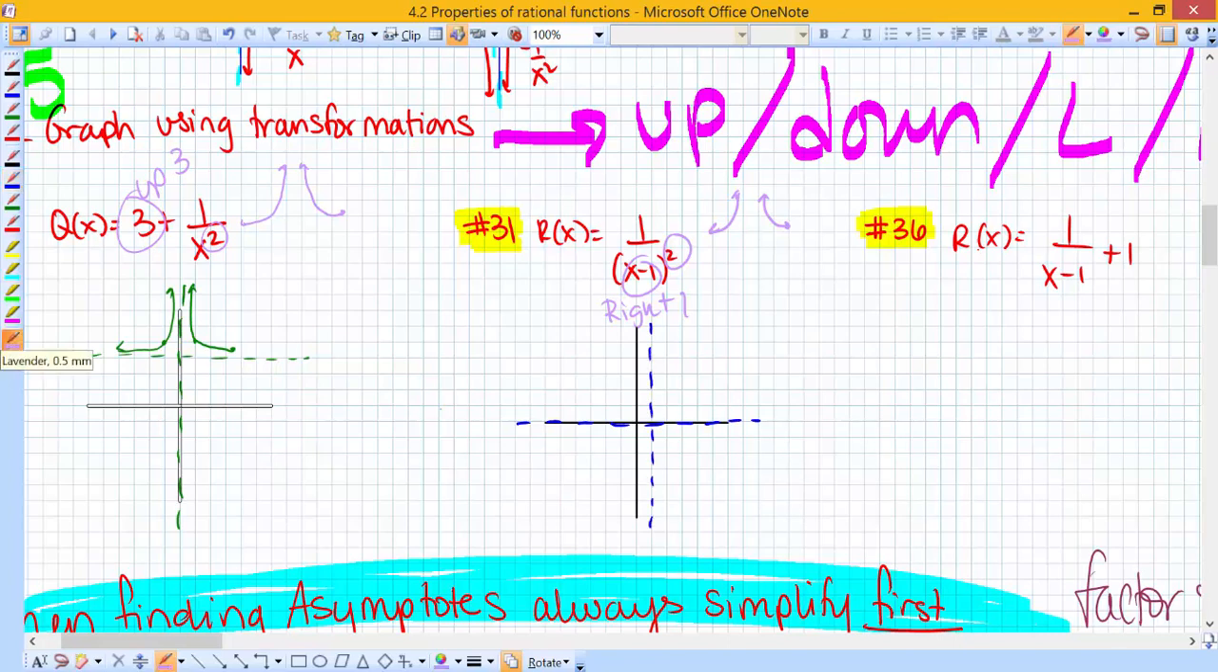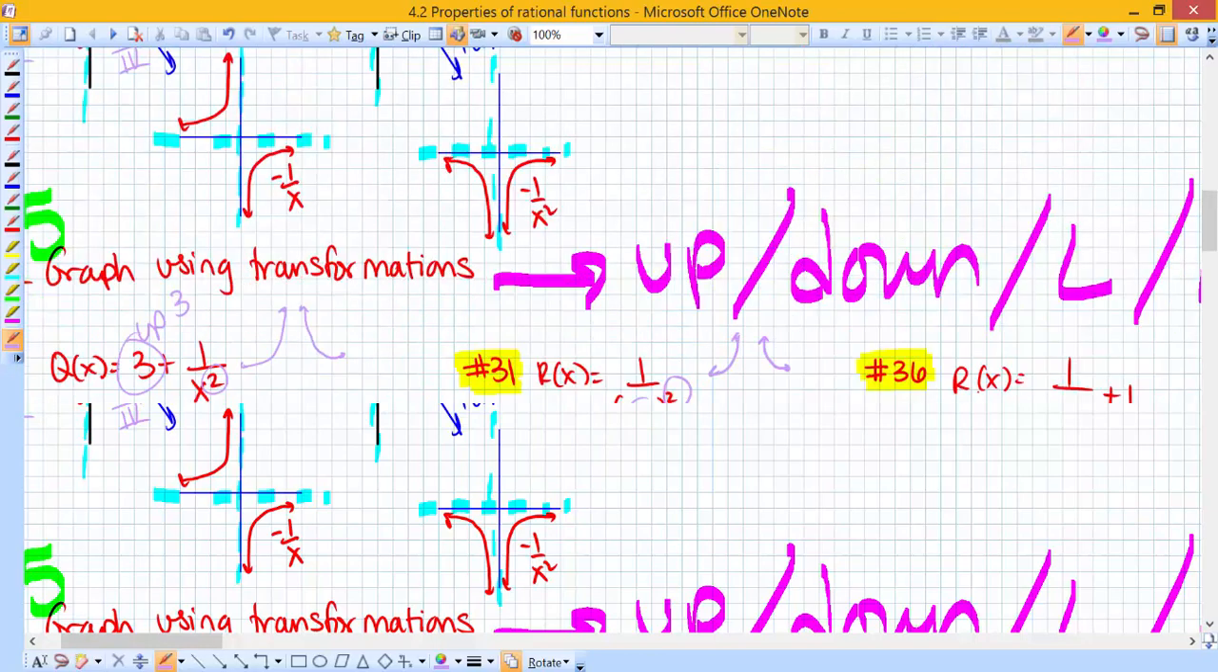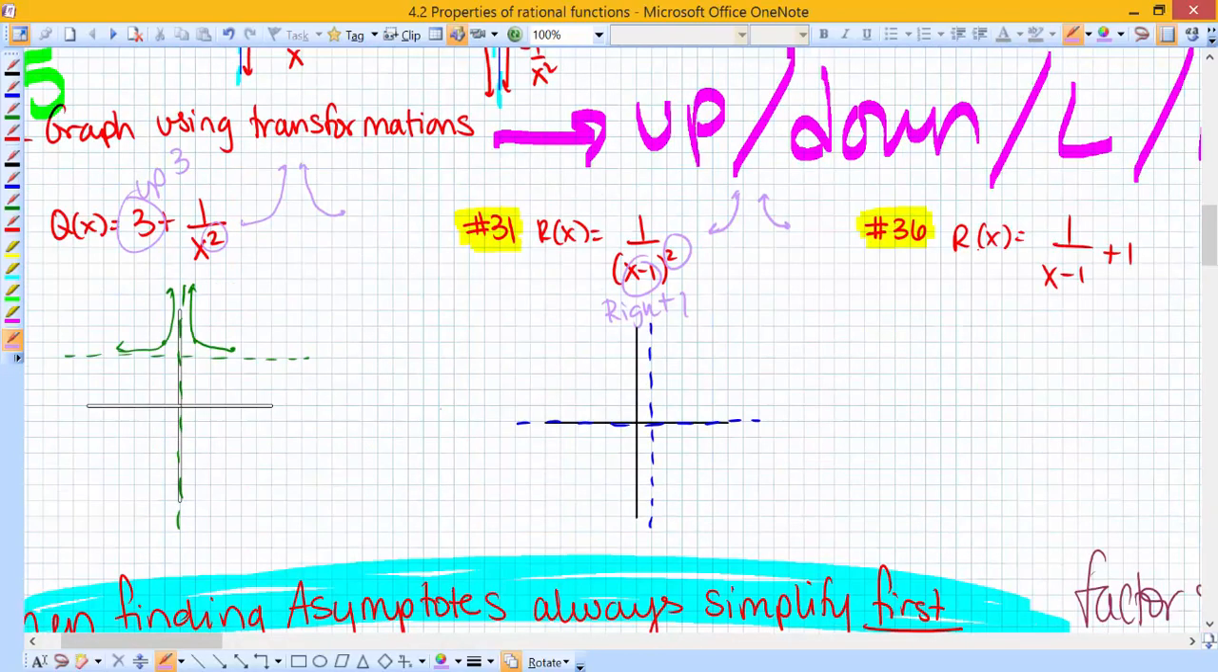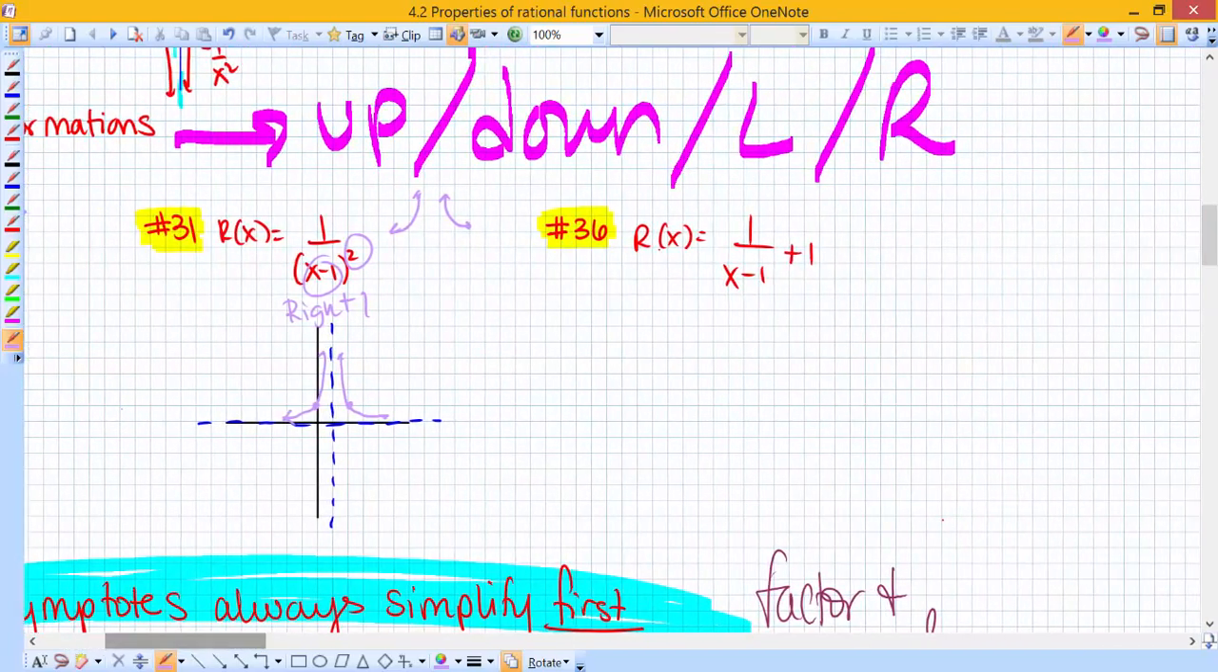So I need to look back up here. These were at 1, 1 and negative 1, 1. Those have shifted. So I'm going to come back here. It was at 1, 1, but it went to the right one. And then the other one will be right there with it. And then you just make your rough sketch. Now I'm ready to do the next one.